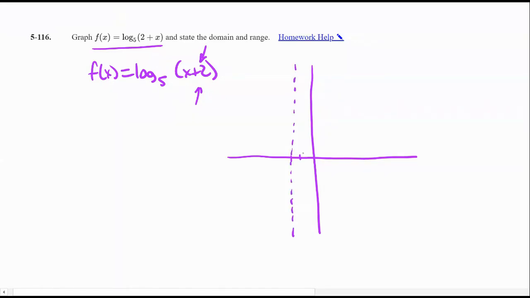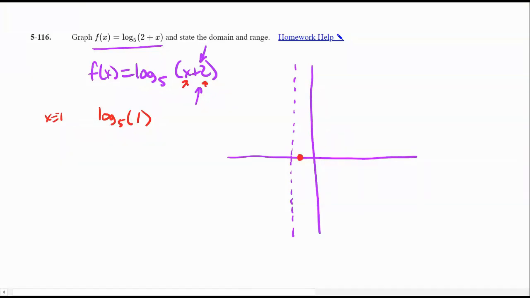Then I'm going to go ahead and plug in -1 as my first point. I like to plug in the point that's just to the right of the asymptote because we'll see what happens here. If I plug in an x value of -1 on this one, log base 5 of -1 plus 2 is just log base 5 of 1, and then 5 to the power of what is 1? Well, that would be 0.